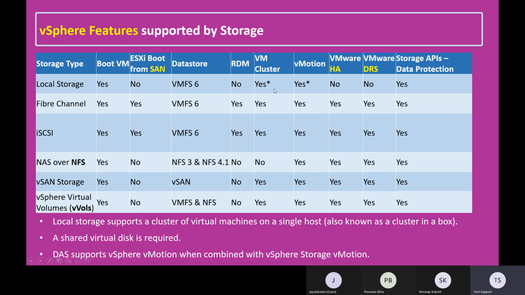See, in the VM cluster we mentioned that it's supported, but the only condition they gave in the VMware article is that local storage supports a cluster of virtual machines on a single host. If you want to configure a virtual machine cluster on local storage, the two virtual machines must run on a single ESXi host. If you want to move it to another host, again the cluster may not work. So that is the condition they gave. That's why I put a star mark. Star means it's nothing but a condition applies.